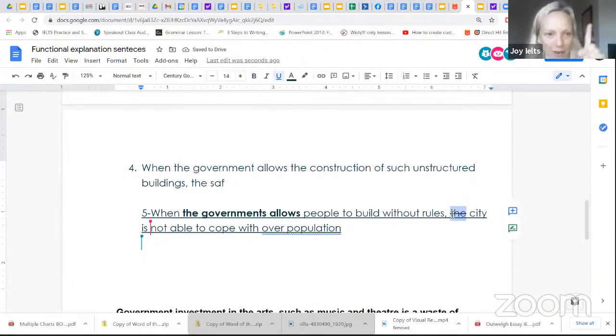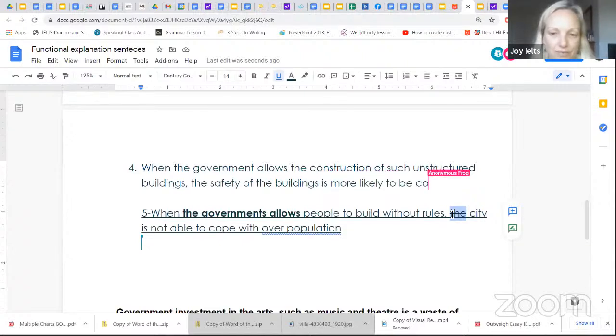Okay, number 4. Number 4, I'm going to help you. So there is a great word that collocates with safety when it means safety is less or reduced. This word is compromised. The safety of the building may be compromised. So compromised with safety means that the safety is reduced. Great. Nice.